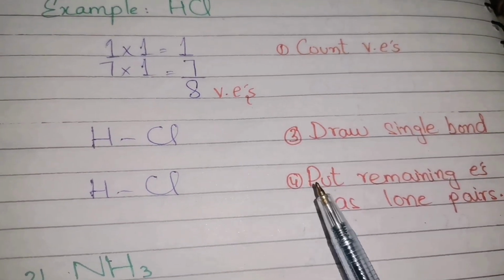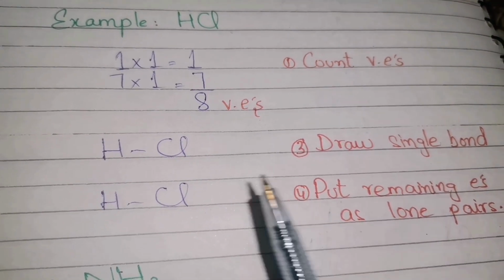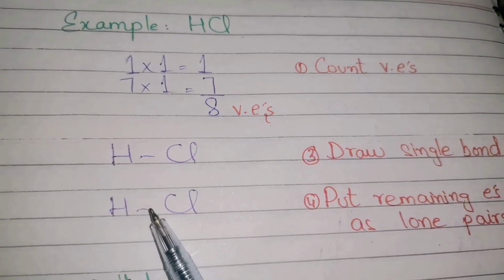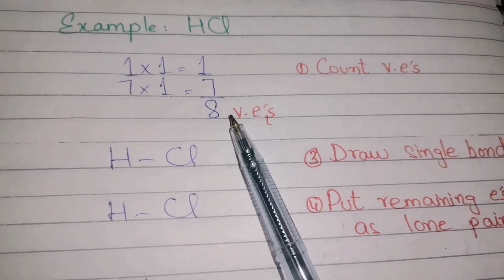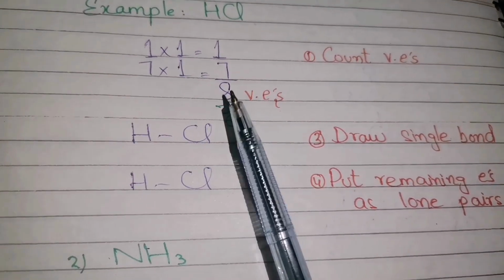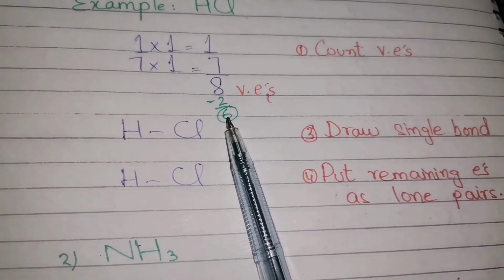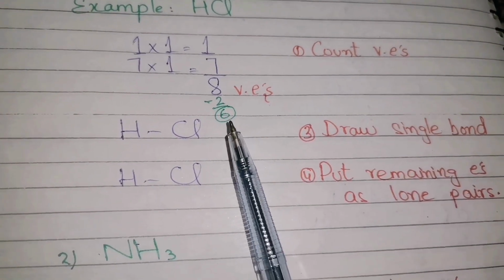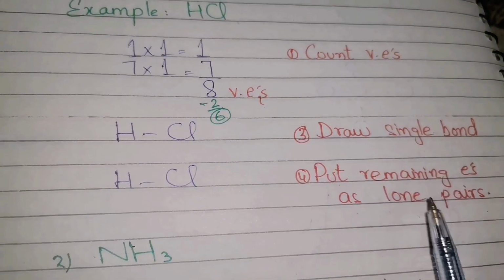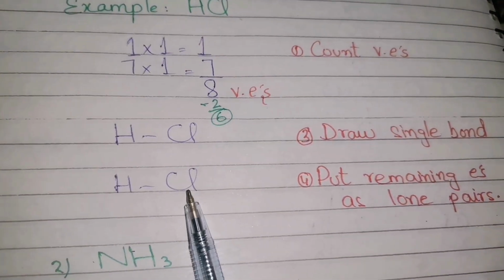Step 4 was put the remaining electrons as lone pairs. Now let's see how many electrons we are left with. We know that one bond is equal to 2 electrons. So from 8 we have used 2 electrons. So after subtracting 2 from 8, we get an answer 6. It means that we are left with 6 valence electrons. Step 4 tells us to put remaining electrons as lone pairs. So now we will put these electrons on chlorine.